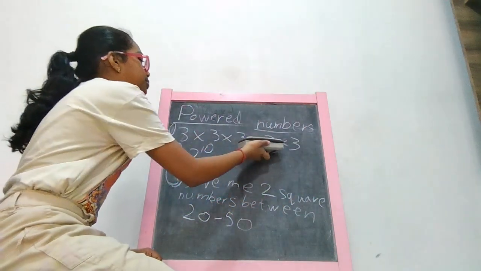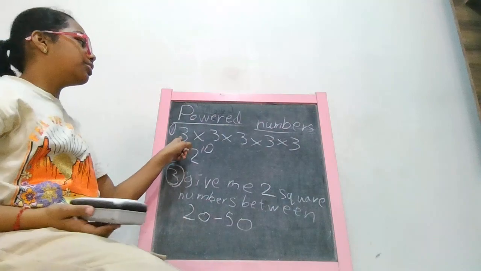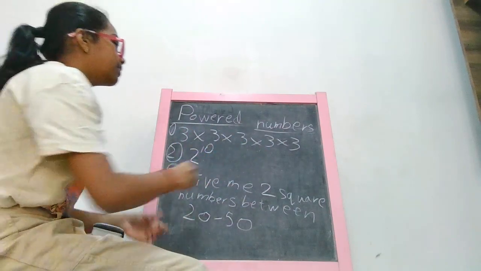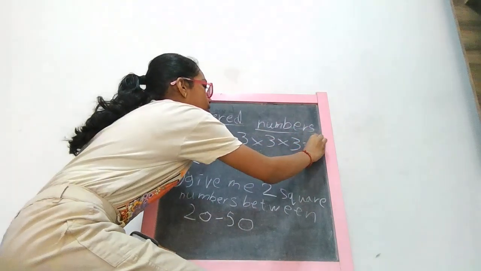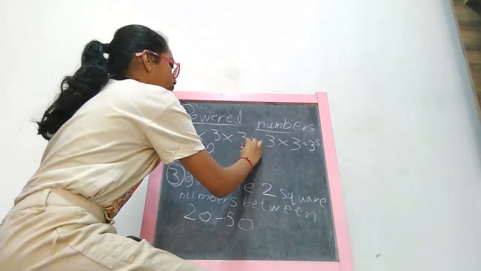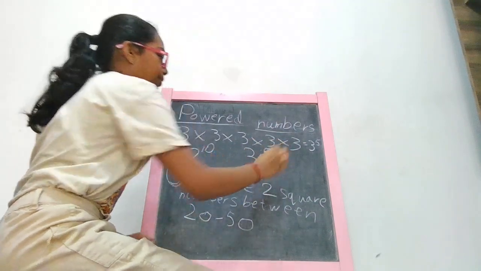3 into 3 into 3 into 3 into 3. What is 3 into 3 into 3 into 3 into 3 simplified? That's going to be 3 to the power of 5. 1, 2, 3, 4, 5. So the answer is going to be 3 to the power of 5. Okay?